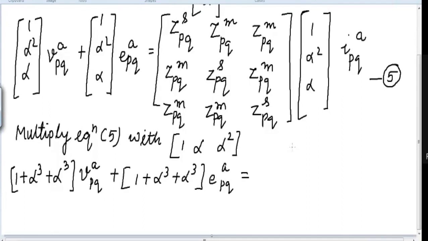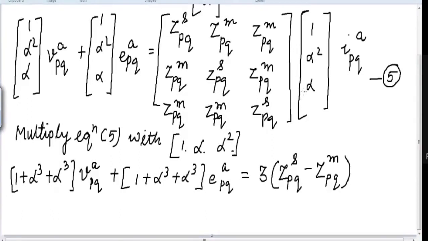This will be equal to, when you solve this complete matrix, what you will get here, I am writing the simplified form: 3 multiplied by ZPQS minus ZPQM. When you multiply 1 alpha square alpha by 1 alpha alpha square, again you will get 1 plus alpha cube plus alpha cube. Alpha cube value is equal to 1. So 1 plus 1 plus 1, that will be 3.